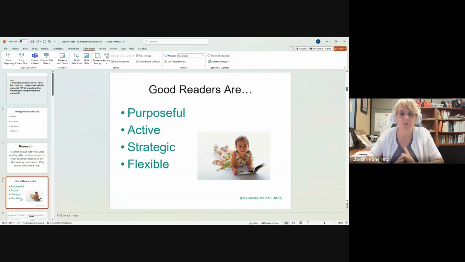So what do good readers do? Well, good readers are purposeful. They know why they're reading. They're active in their reading. They're strategic, and they're flexible. So flexible, they know that maybe one reading, it's okay to scan. But if I am reading directions on how to set up my remote on my TV, I cannot scan it. I would like to, but I can't. I'm going to have to be very, very specific in what I'm reading and take my time.